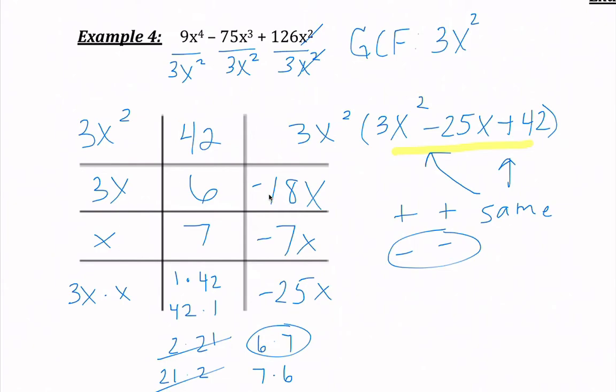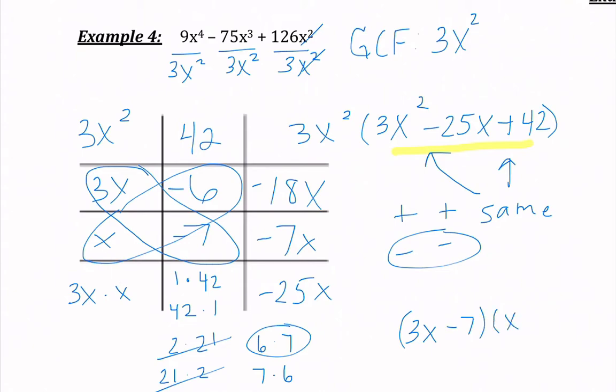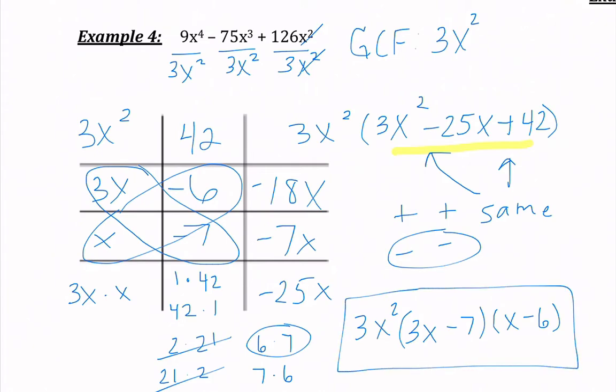So I'm going to go ahead and slide my signs over. My negative slides over on top, my negative slides over on bottom, and I crisscross. So one of my factors is 3x minus 7. My other factor is x minus 6. And I can't forget to put my greatest common factor out front here, which was 3x squared. Beautiful.